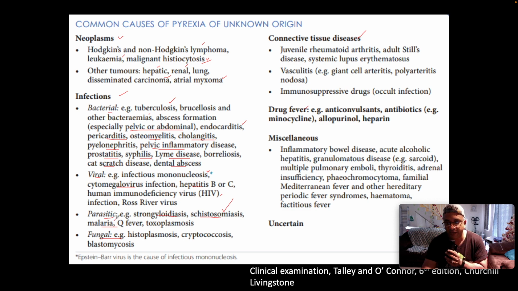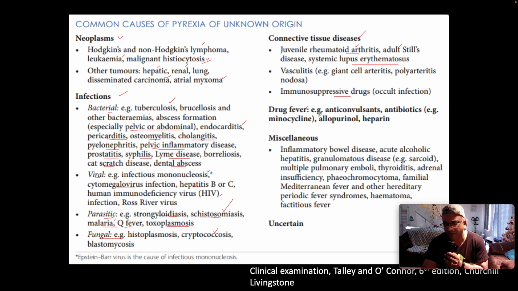Patients who are hemolyzing together with splenomegaly and fever, do your malaria rapid test, okay? Q fever, toxoplasmosis as well. Fungal-wise, we talk about cryptococcosis, especially in the setting of cryptococcal meningitis, histoplasmosis, blastomycosis. Connective tissue diseases: juvenile rheumatoid arthritis, which is basically called Still's disease, then we've got the adult flavor of Still's disease, systemic lupus erythematosus. Vasculitis in the way of GCA and PAN, immunosuppressive drugs, right?